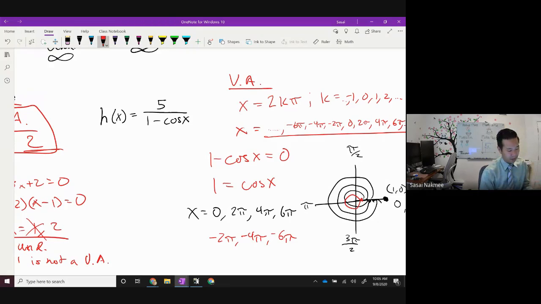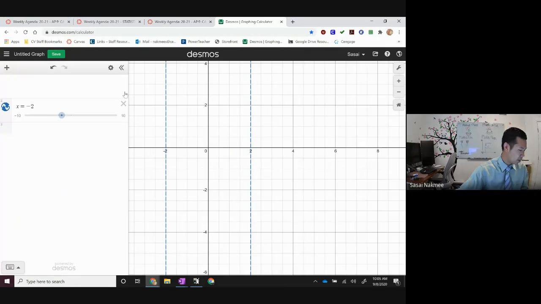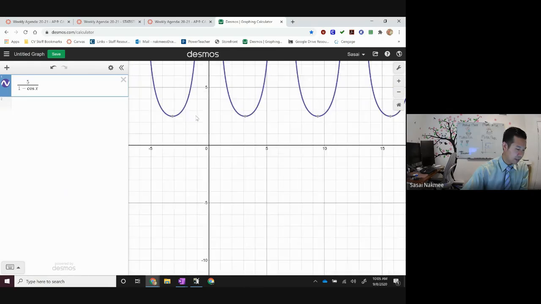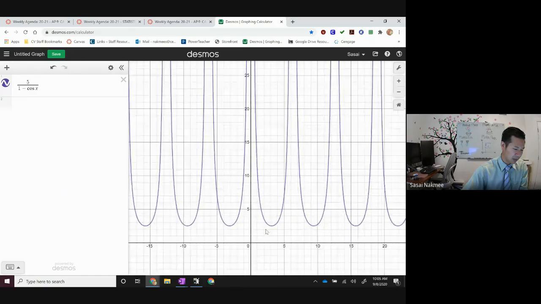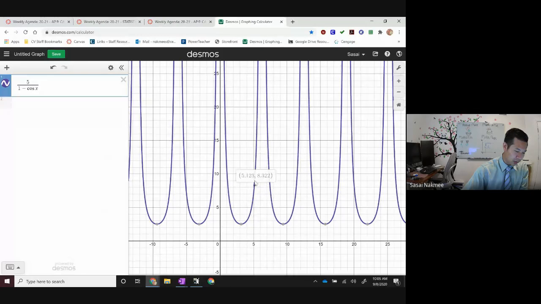So when you graph this thing, right? We should take a look at this graph. Let's take a look at this real quick. Let's clear everything out. So I was looking at, let's say, 5 divided by 1 minus cosine of x. And here's the graph of it. It just looks like a bunch of u's, right? But if you look at it, at these points where the u's are not touching each other, they're getting closer and closer to each other. You see that?